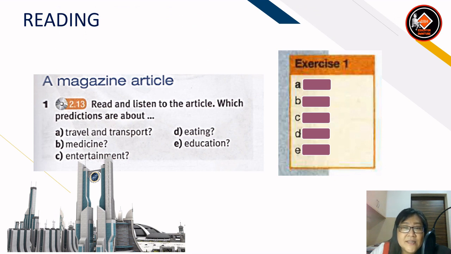Now let's look at the answers. Which predictions are about travel and transport? So the answer is 2 and 5. For medicine, 1. For entertainment, it is 6. And for eating, it is 4. And education, it is 3.